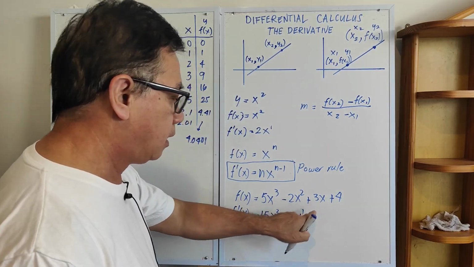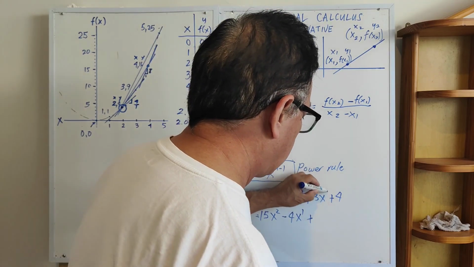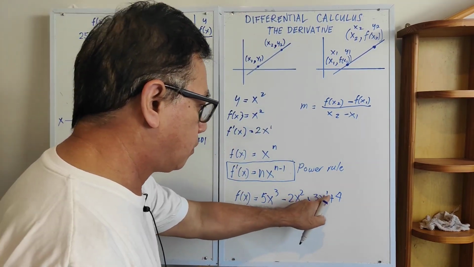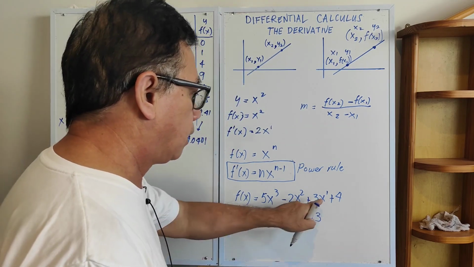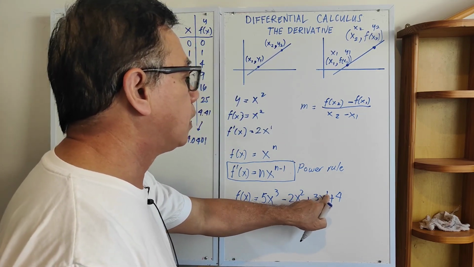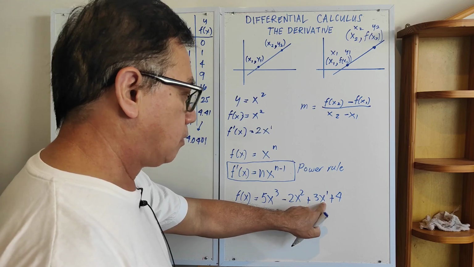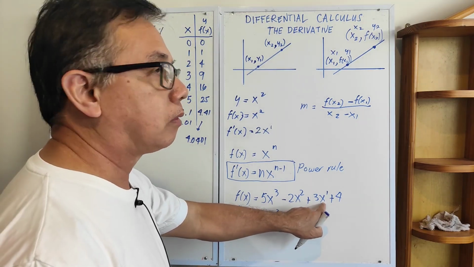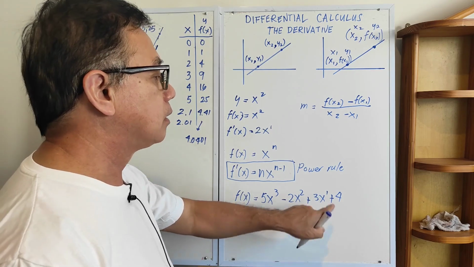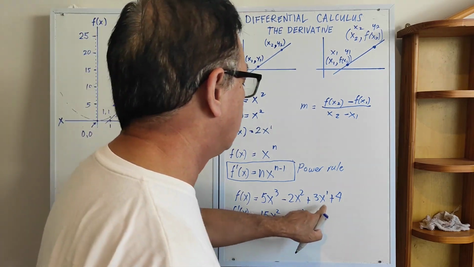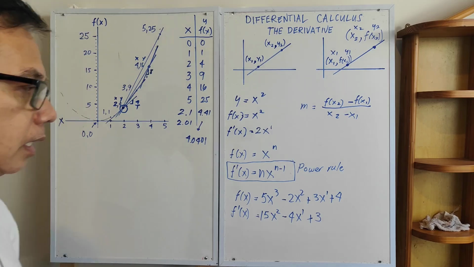Now in 3x, this is 3x to the 1. So this one goes to the front. 1 times 3 is still 3. But if you subtract 1 from x to the 1, this will become x to the 0. Any number or variable raised to the 0 power is equal to 1. So your 3x became 3.